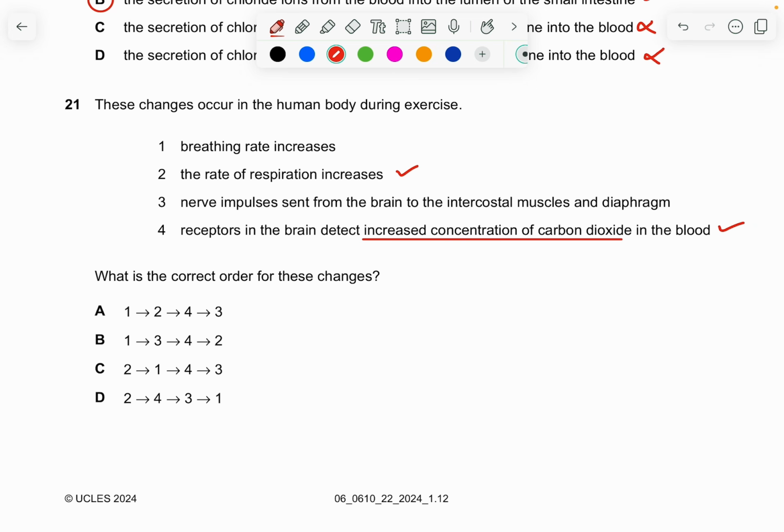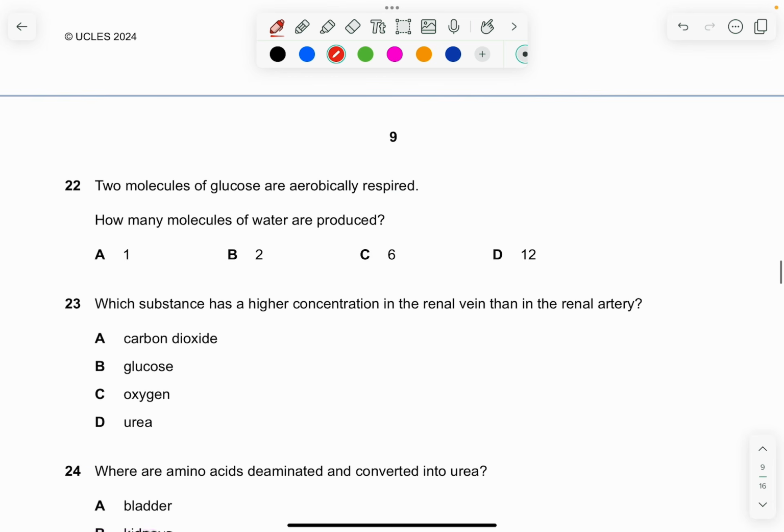So 2, 4. The next one will be the nerve impulses sent from the brain to the intercostal muscles and the diaphragm. So this is the next one. Then only does the breathing rate increase, because you want to keep on breathing in to ensure more oxygen comes in to replace the carbon dioxide. So the correct sequence is 2, 4, 3, 1.